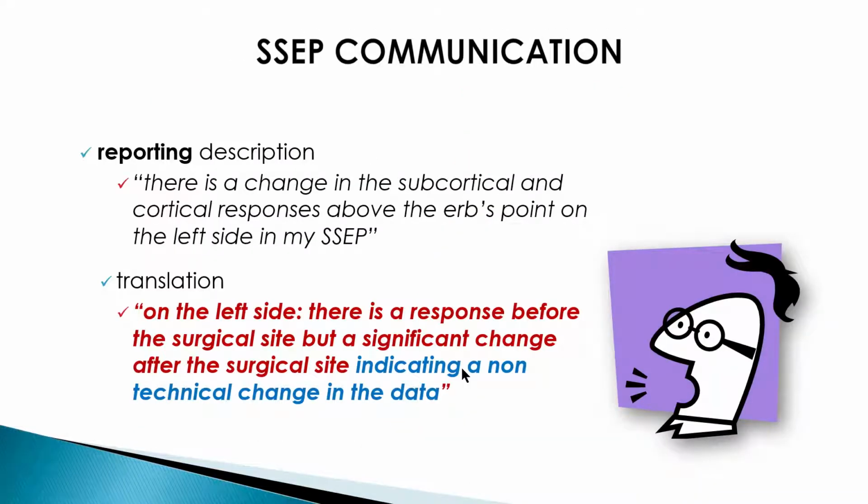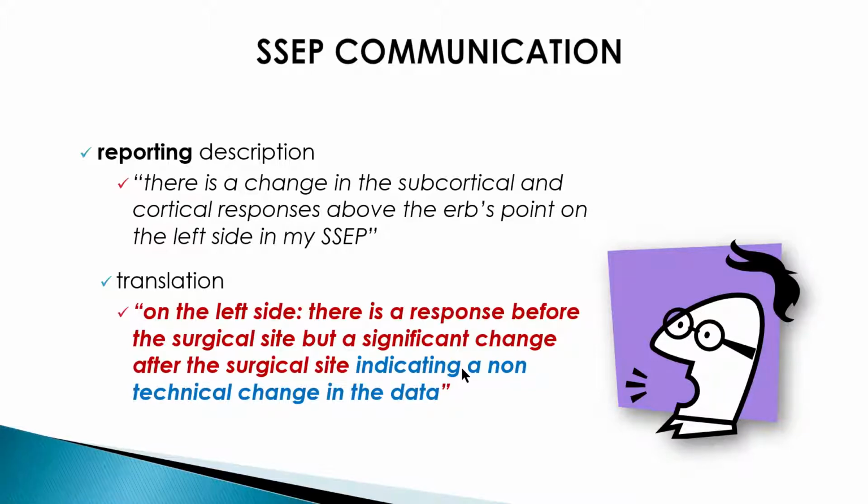When there is a problem or a change, we need to speak in terms the recipient understands. For example, when you start seeing a change, if you go to the surgeon and say there's a change in the subcortical and cortical responses above the ERBS point on the left side of my SSEP, we know what their response is going to be. What does that mean?